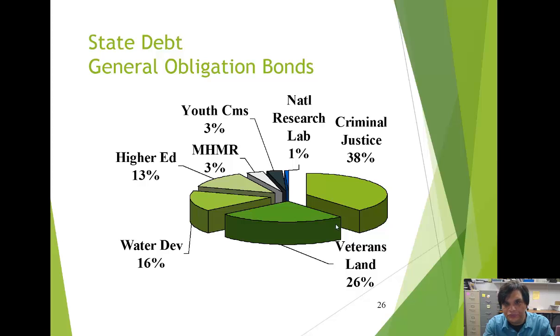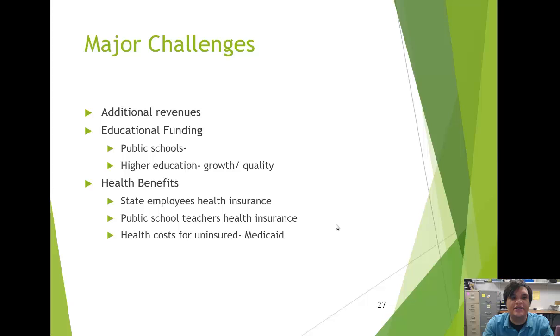So once again, how does Texas deal with this? Well, these are the major challenges. First off, we need additional revenues somehow. How does Texas erase its state debt, and can it do it through additional revenue sources? We also have a major challenge with education funding. Our public schools are generally underfunded here in Texas.